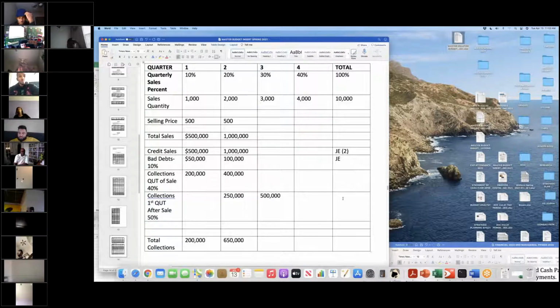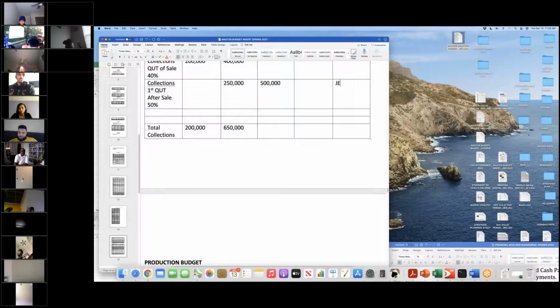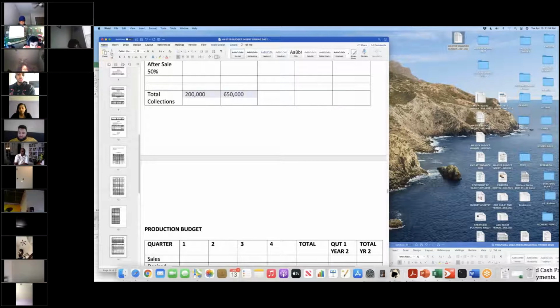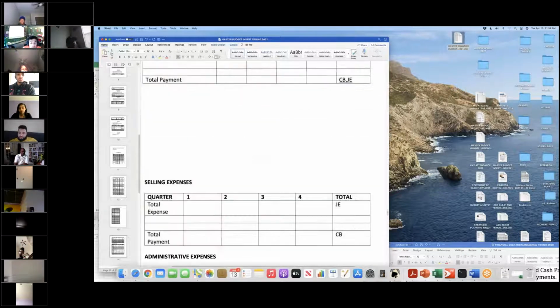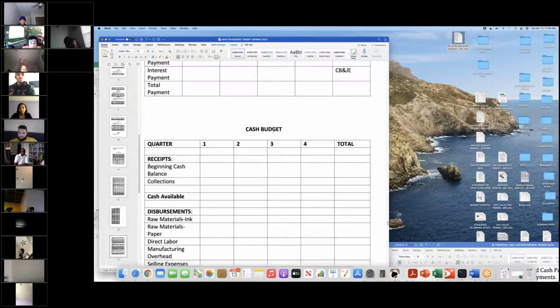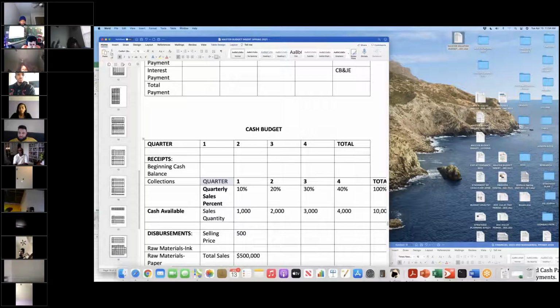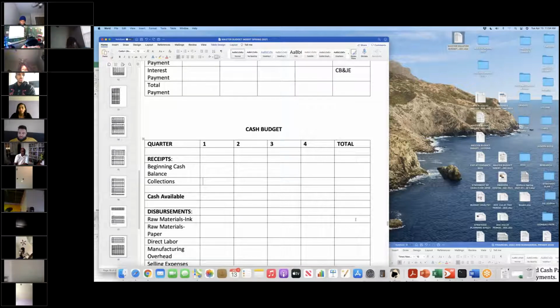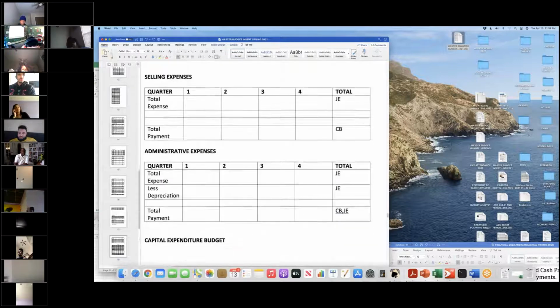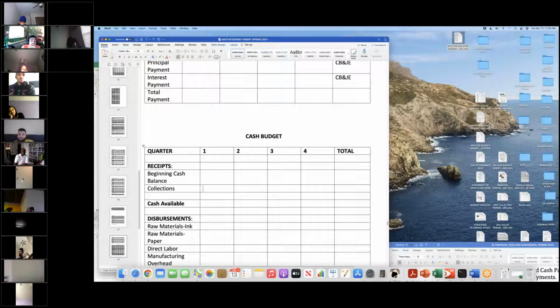Okay, so you're going to have a journal entry here for all your collections. So once you total them out, you will make your journal entry. And then for these collections, if we go way down the road to the cash budget, these collections are going to show up right here. Why do you want to do that? How much was cash collection in the first quarter? Well, all of them jumped in there. Does anybody have it there?